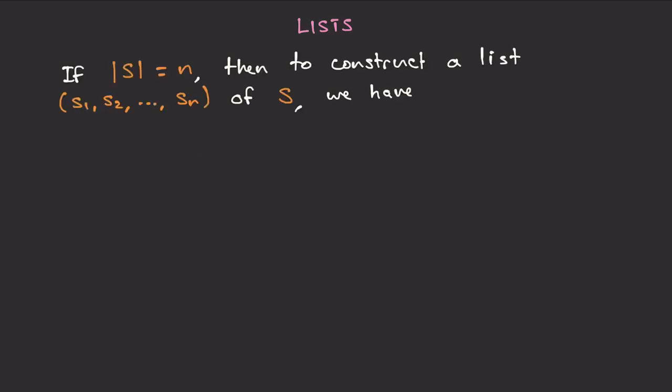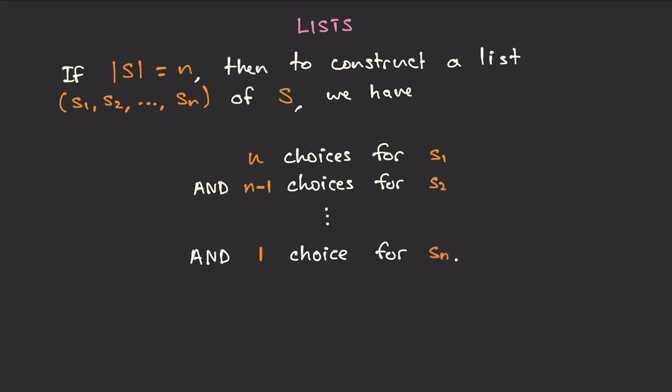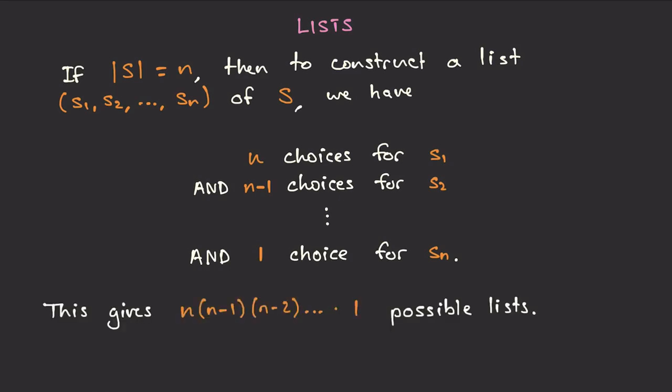If I have an n-element set S, then to construct a list of the elements of S, I have n choices for the first element of the list, and then I have n minus 1 choices for the second element, and so on, right down to only 1 choice for the last element of the list. Again, we're combining these choices using AND, so to compute the total number of possibilities, I have to multiply all these numbers, n times n minus 1 times n minus 2, and so on, all the way down to 1. This is the number of possible lists of an n-element set.